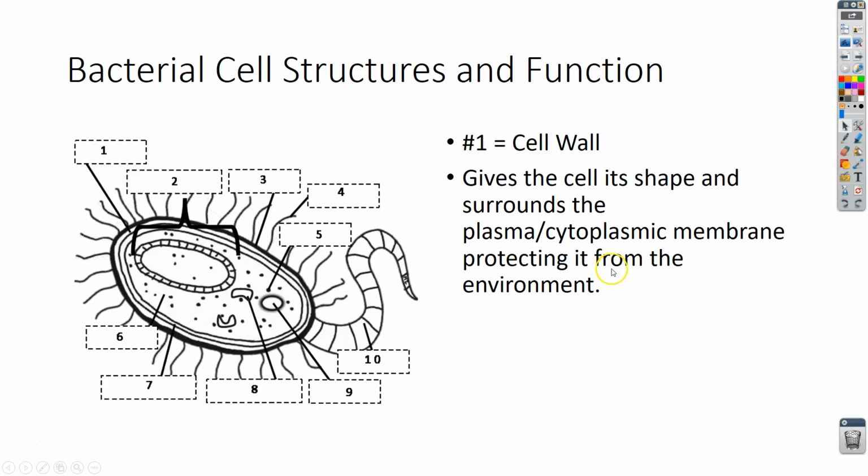So the bacterial structures and the function of each one, we're going to go through all 10 of the ones that you see here. Number one is this part right here below the dark line. It goes all the way around, you'll notice, and that is called the cell wall. It gives the bacteria its shape and surrounds the next layer, which is called the cytoplasmic membrane, and it protects it from the environment.